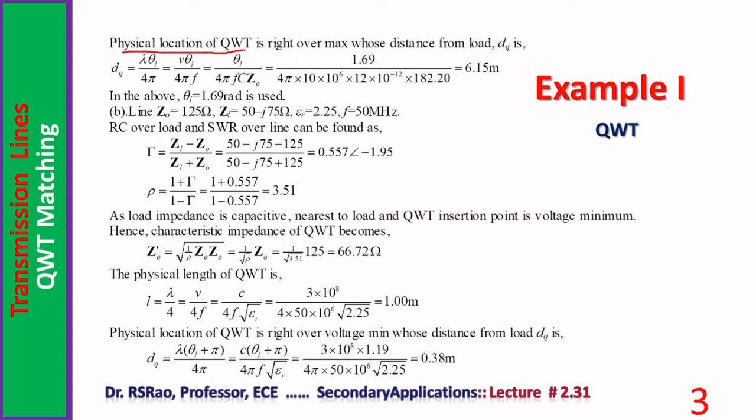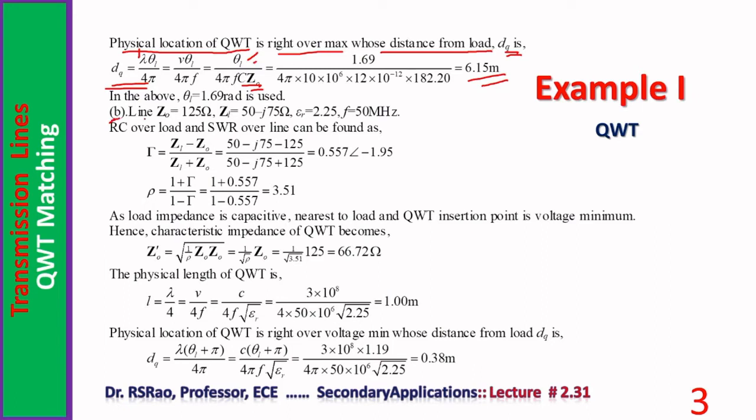Physical location of the QWT is right over a voltage maximum, whose distance from the load, dq, is lambda theta L by 4 pi. For lambda, we can use V by F. Theta L we have already calculated. For V, of course, C Z0 is used. The substitution results in 6.15 meters. Note this theta L is the angle of the reflection quotient over the load.